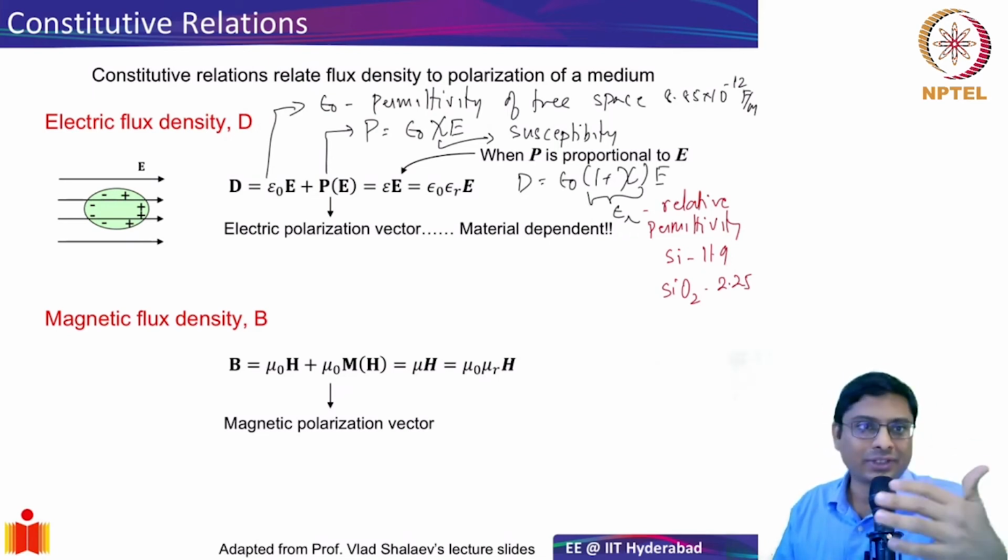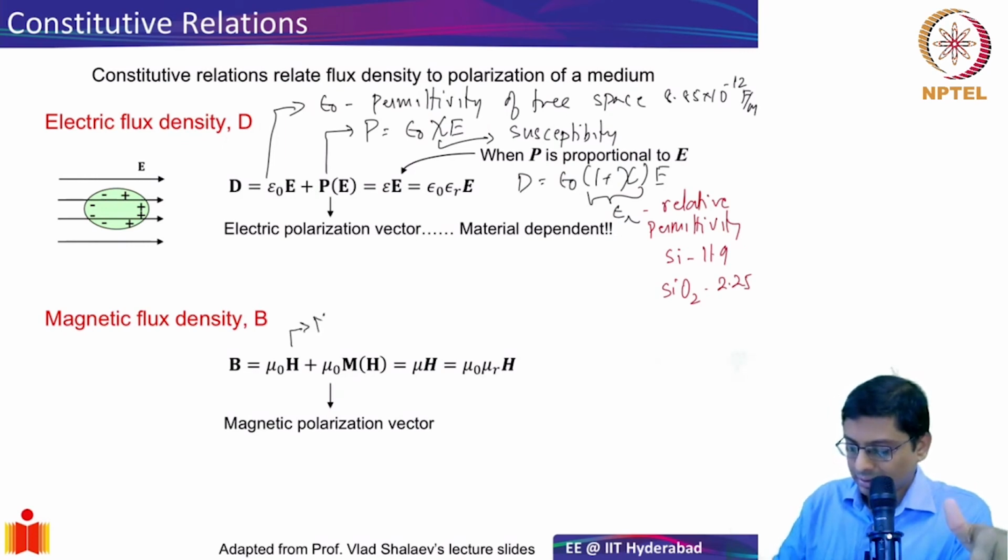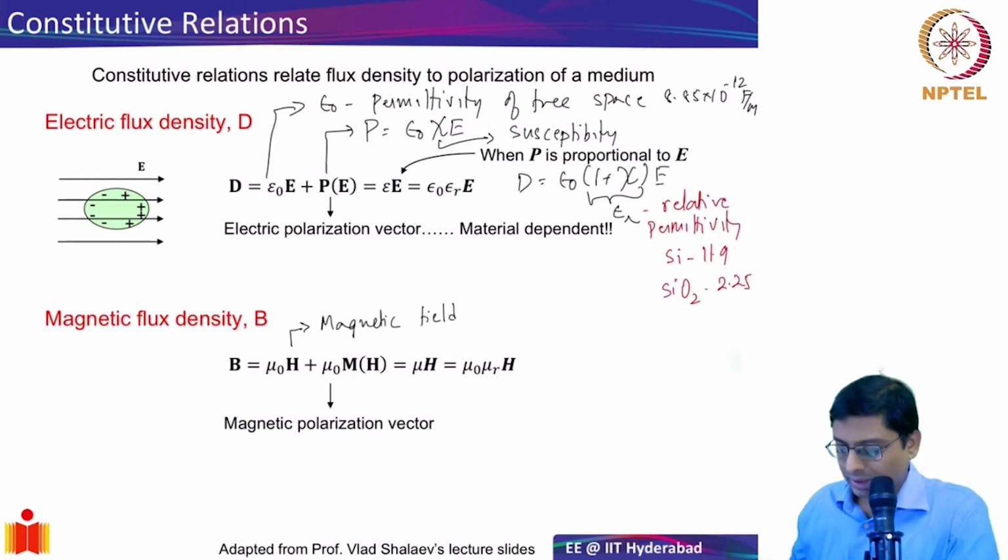Similar to the electric flux density, we have the magnetic flux density, which is given by the term B. So B will be given by mu naught H. H is the magnetic field, and B is the flux density. So in addition to the magnetic field contribution, you will have the response of the material. For example, if you take a ferrite material, magnetic polarization can occur, and that is represented by M.